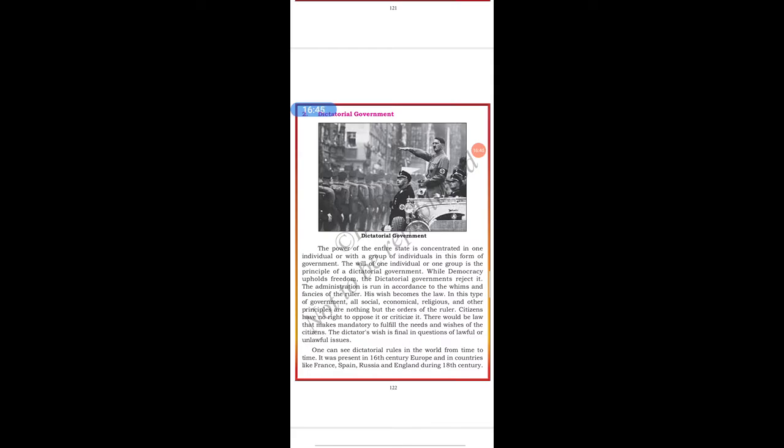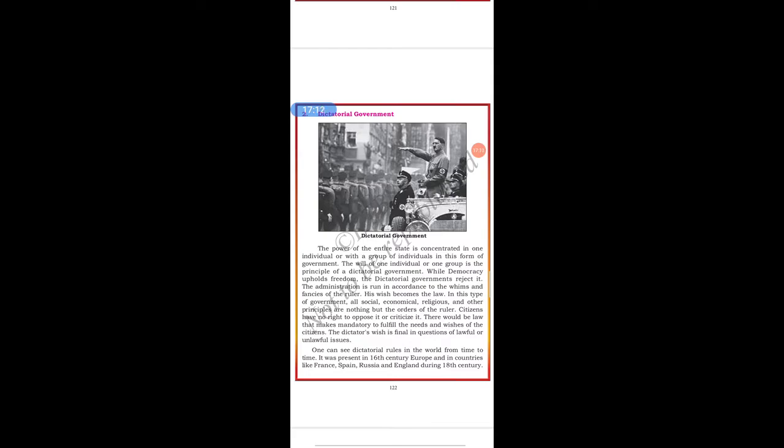While democracy upholds freedom, the dictatorial government rejects it. Here the dictatorial government will be run by an individual person of the whole state, or a group of individuals. The group has a single view. Students, here they will not look for the views of the public. Whatever they want, they will do, and they will not allow freedom like democracy. So the administration is run in accordance with the whims and fancies of the ruler.